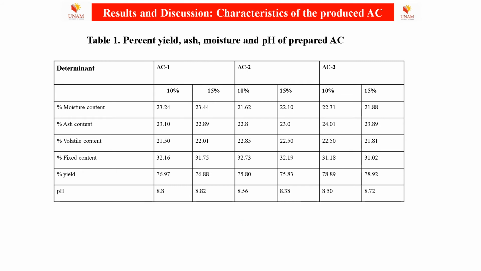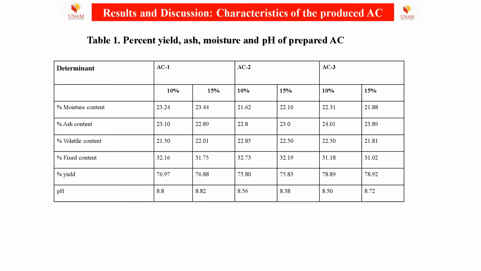Then results and discussion. Characteristics of the produced AC. This is Table 1: percent yield, ash, moisture and pH of prepared AC. Moisture content for AC1 with 10% H3PO4 impregnated is 23.24, and 15% it is 23.44. For AC2, 10% H3PO4 impregnated it is 21.62 and 15% it is 22.10. Then AC3 10% and 15%, 22.31, 21.88.